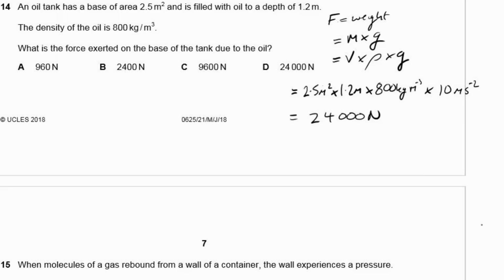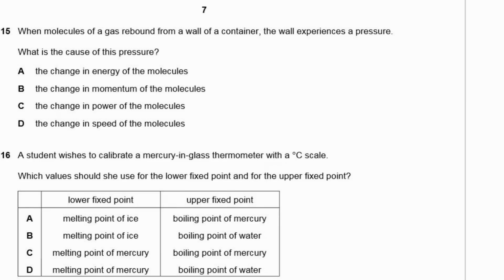Let's have a look at question 15. When molecules of gas rebound from the wall of a container, the wall experiences a pressure. What is the cause of this pressure? Well, if I've got molecules bouncing around inside a container, what happens is they hit the wall and their momentum changes. We get a change in momentum. And force is just change in momentum divided by change in time. So let's see which one of these corresponds to that.